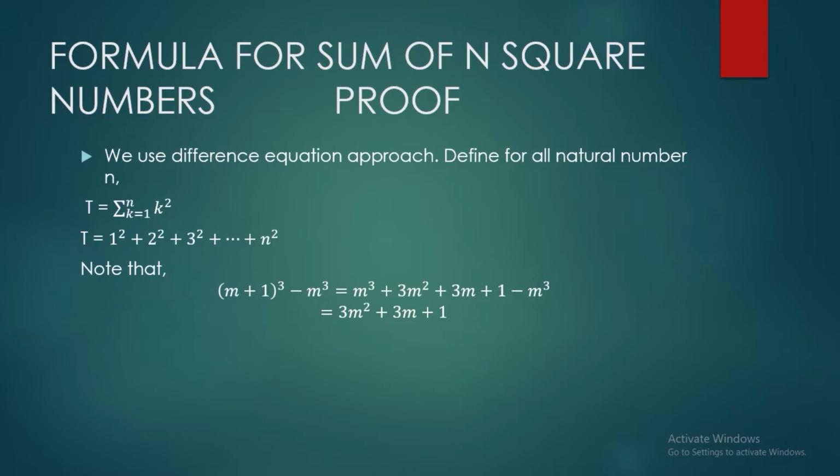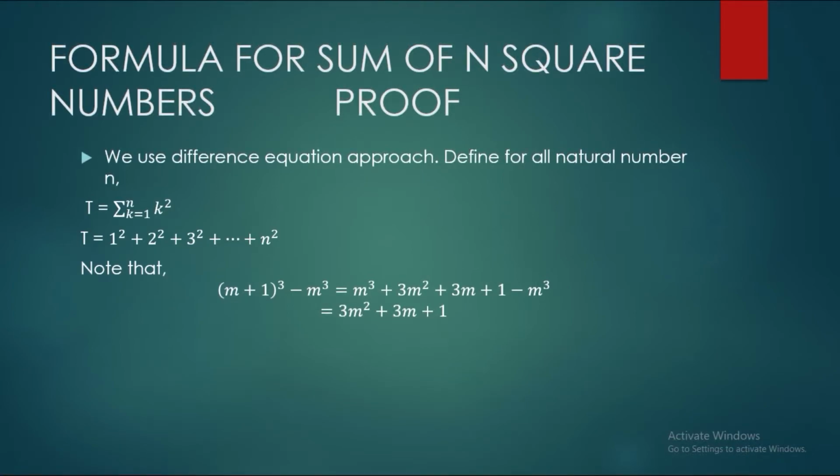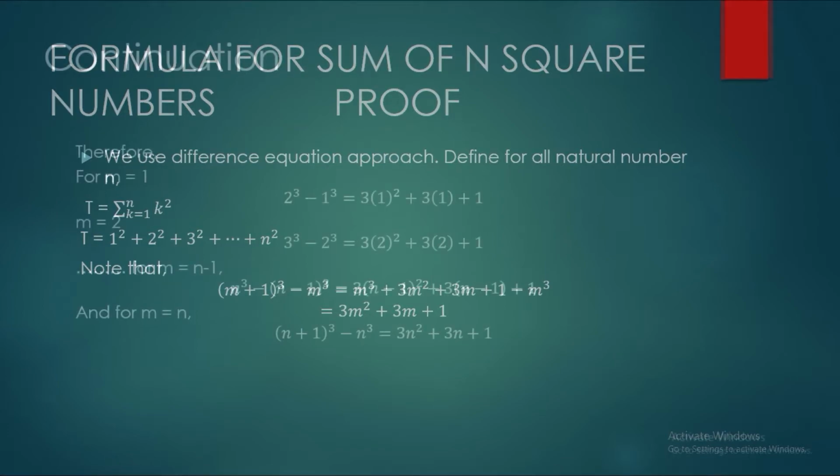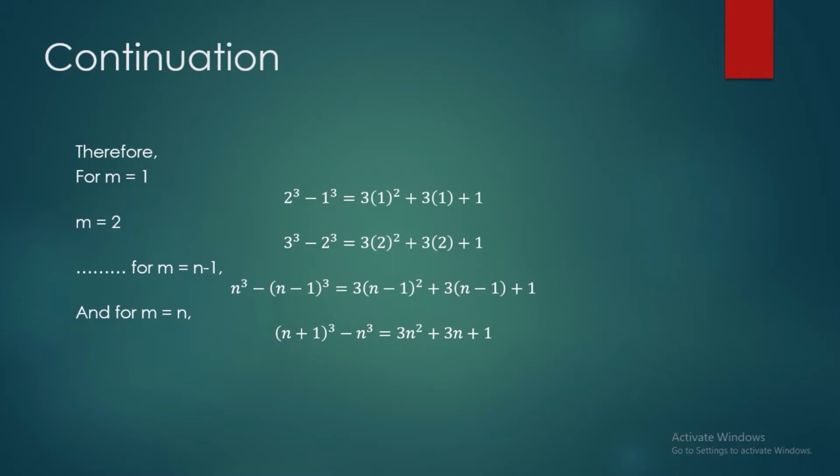So note that by using the formula which was left to you guys to prove, we can write (m plus 1) quantity cubed minus m cubed equals m cubed plus 3m squared plus 3m plus 1 minus m cubed, which is equal to 3m squared plus 3m plus 1. We substitute some values into the equation that we just derived. So for m equals 1, we get 2 cubed minus 1 cubed equals 3 times 1 squared plus 3 times 1 plus 1.